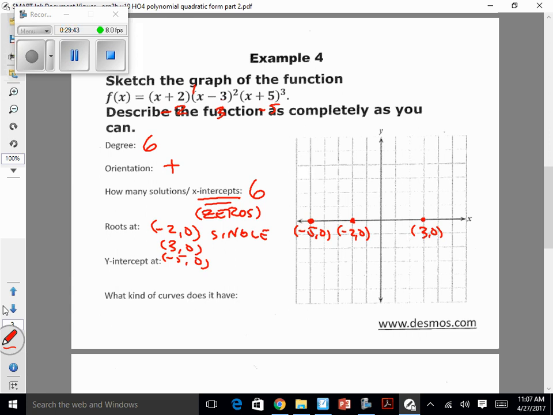And then the last one, the 5: single, double, or triple? Because of the 3, triple. Oh, you guys are so weird. Triple double. I've never seen it before.